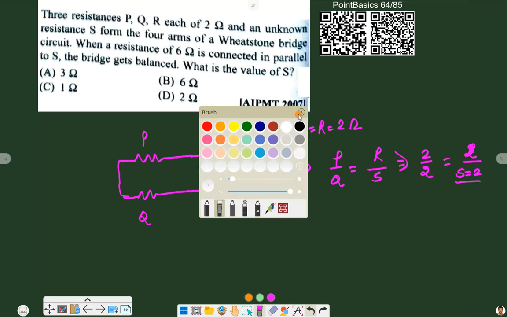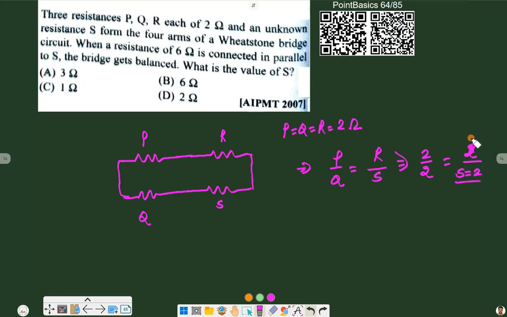Now, when we are discussing S, we are discussing the combined resistance in this part. As per the question, there is a 6 ohm resistance in parallel with S. So the combined resistance of S and 6 should be 2 ohms. We can mark it as S dash. So the combined resistance of S and 6 is S dash, and that should be equal to 2 ohms.